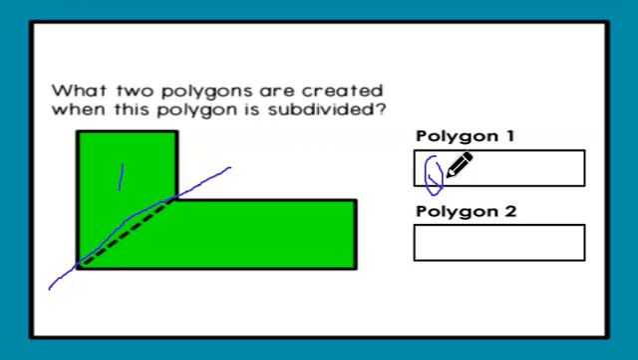a quadrilateral. Okay, you're going to type it in the box. Remember, there is a word bank, so don't worry about not being able to spell it. They'll be there for you. Polygon number 2, well, that one also has 1, 2, 3, 4 sides. So it is also a quadrilateral. So I'm going to type that in the box as well. That's what that should look like, okay? And then let's go to the next one.